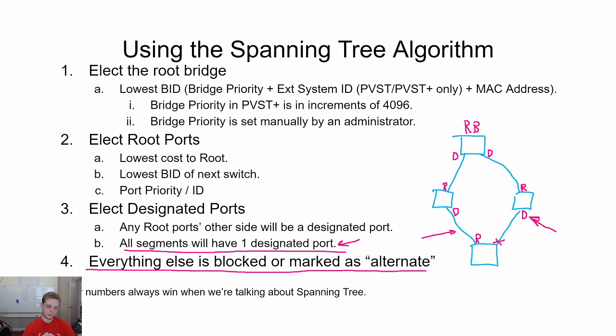One of the things I want you to remember is lower numbers are always going to win when we're talking about spanning tree. In a lot of layer 3 technologies like routing, higher numbers are better. However, in spanning tree's case, as with a lot of layer 2 technologies, lower numbers are going to be better. So lower costs are better, lower priorities are better. Every metric, every number is going to be preferred lower when we're talking about spanning tree.